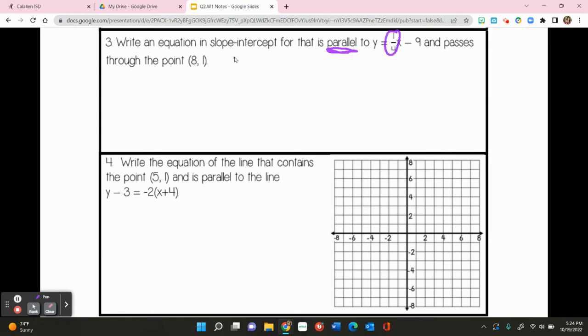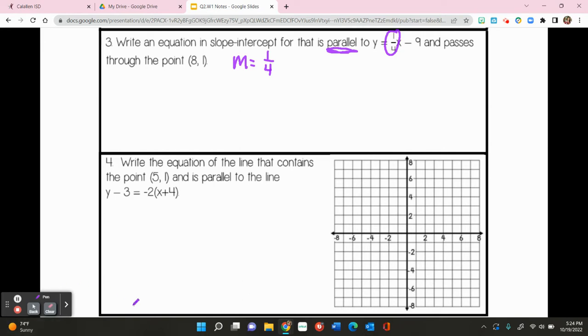So my m equals 1 over 4. So again, if I'm trying to write my equation in slope-intercept form for the line that is parallel to the given equation, it has to have the same slope. So that's 1 over 4. Then they give me a point, (8, 1). In order for me to write my equation in slope-intercept form, I have to have my slope and my y-intercept. But in this problem, I have my slope and a point on the line.